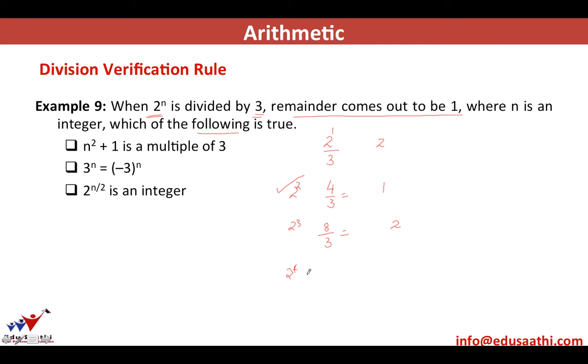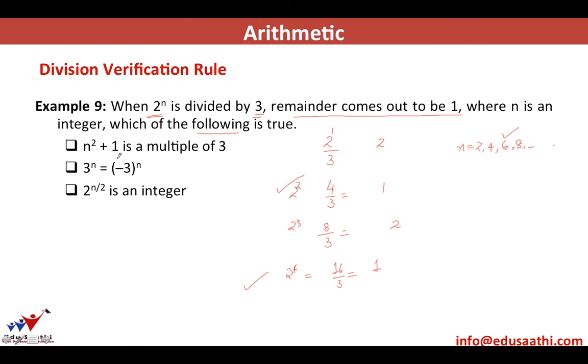2 raised to power 4, which is 16, when divided by 3, the remainder is again 1, the case that I look for. So the value of n is coming out to be 2, 4. If I go on like this, it will be 6. Let me check for 6. 2 raised to power 6 is 64. 64 when divided by 3 gives a remainder of 1. Perfectly alright. 8 and so on.